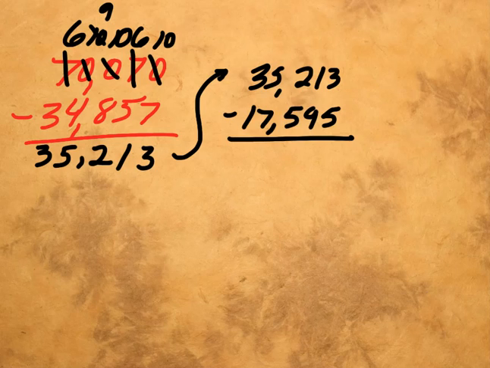Now remember, this is a two-part problem. I had to subtract both of those numbers. You will probably end up with a problem where you have to do two different calculations like this. So I'm going to take what's left and subtract the smaller number.